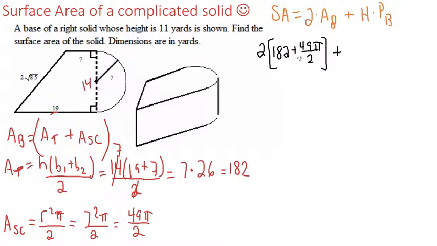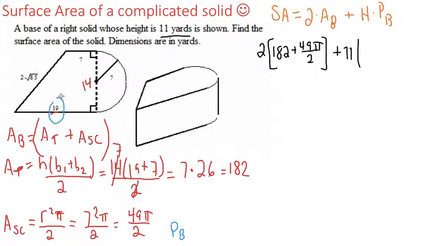Now I can continue and do the height. Now the height is 11 yards. It's given here in the problem. It's the height of the solid, not to be confused with the height of this trapezoid. 11. And then I have to do the perimeter of the base. So the perimeter of the base is going to take some more side calculations. So the perimeter of the base is just the sum of all the sides of the base.